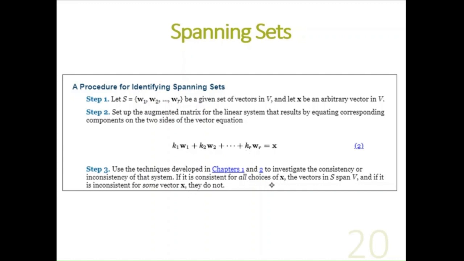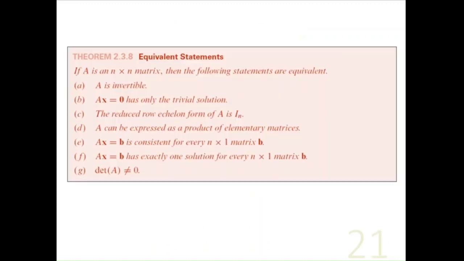So if it is consistent for all choices of x, the vectors in S span V, and if it is inconsistent for some vectors x, they do not. So you're going to want to think about the results that you're getting. It has to be consistent for all choices of x. So you're writing in this arbitrary vector x. Is it going to be consistent for any values you might put in for the components of x? And if so, the vectors in S will span V. Like I said, I have put in theorem 2.3.8 for you, so you're going to want to look at this again.